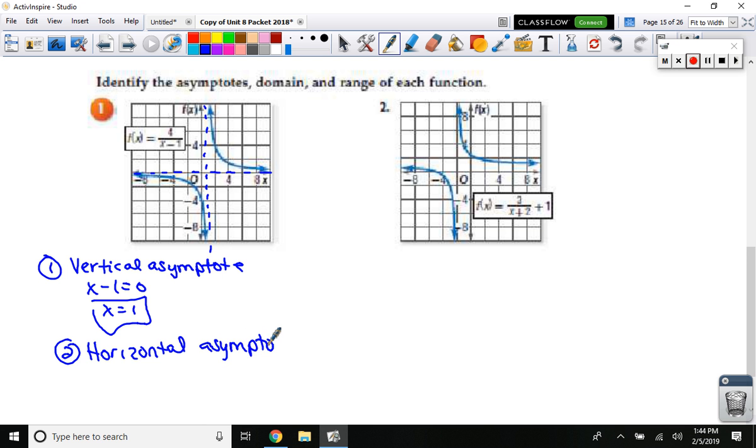And how would we double check ourselves based off of the equation? Check the degrees, right? Okay, so what's the degree of the top? What's the degree of the bottom? 1. So we have 1 and it is at y equals 0, right? Makes sense? Fits together. They also want the domain.